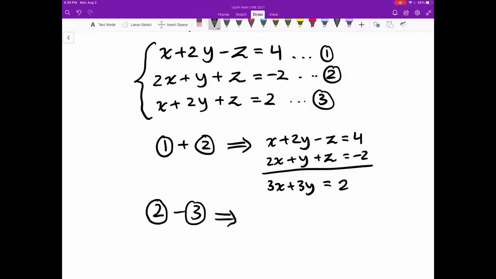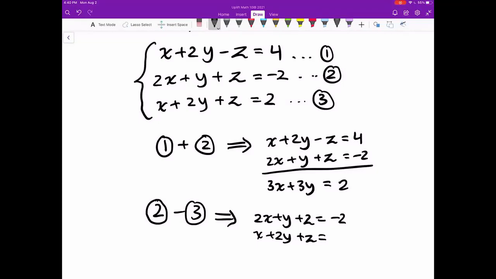And we get 2x plus y plus z is equal to negative 2. Subtract x plus 2y plus z equal to 2. The reason we're doing minus is we want to isolate one variable, and in this case, we want to isolate the z. So for 2 and 3, we want to subtract 3 from 2 to get rid of the z.